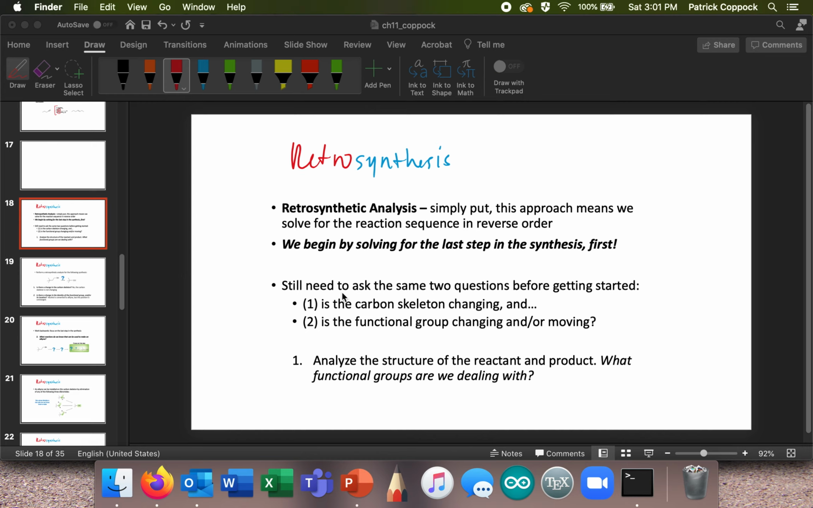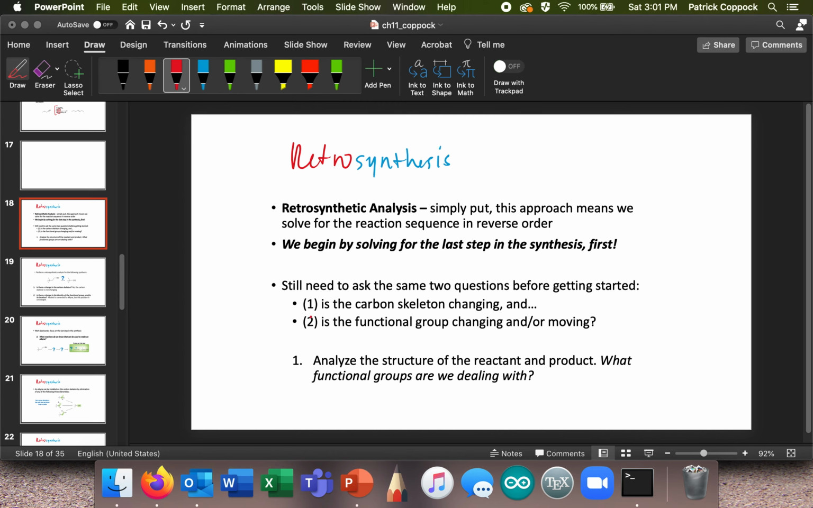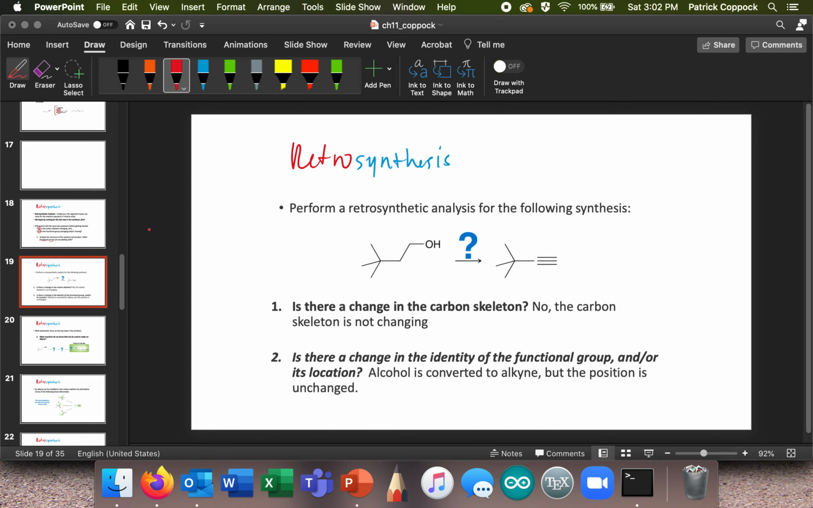So we're still going to start with the same first two questions. Question number one is: is the carbon skeleton changing, and is the functional group changing and/or moving? We're going to analyze the structure of the reactant and product and ask what functional groups we are dealing with, so we're going to make a list of all those things. All right. So number one: is the carbon skeleton changing in this particular compound? I recognize this right here, and I'm not going to worry about that. It's not unusual that we'll have something like a little crow's foot right there that makes it easy for us to just count otherwise. So I'm not going to worry about counting all those.